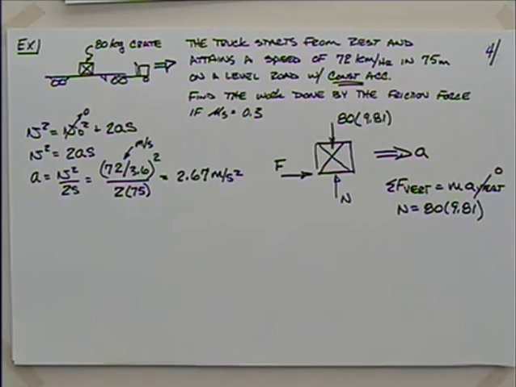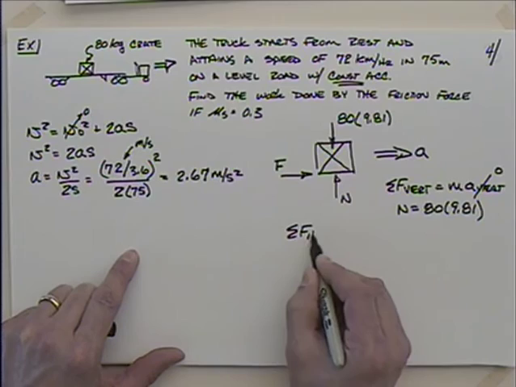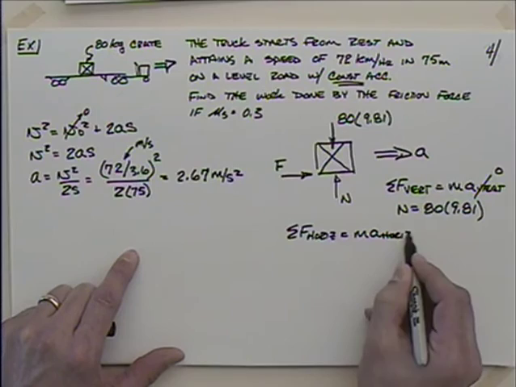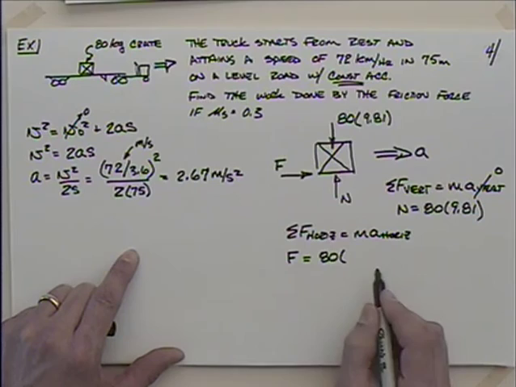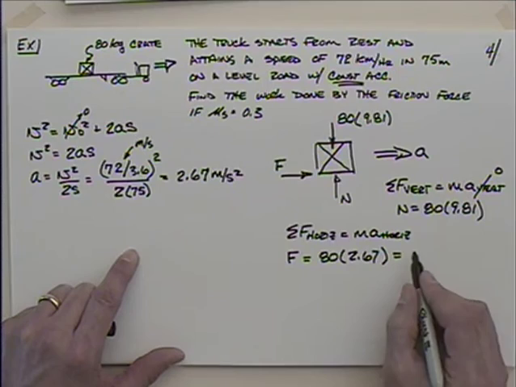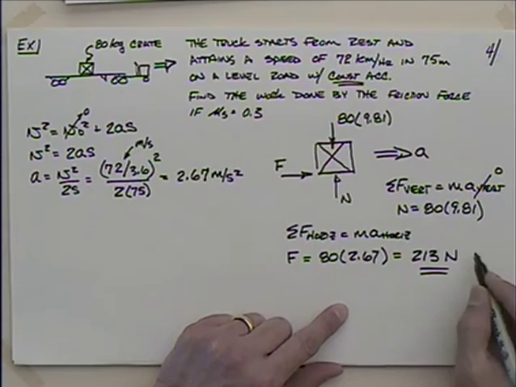Okay. So then I could look at the force required for acceleration. I could sum the forces in the horizontal direction, setting it equal to mass times acceleration in the horizontal direction. And that's going to be F. Let's see, anything else in the horizontal? No. Is equal to the mass, which is 80, times the acceleration. What acceleration do we have? 2.67. So this turns out to be equal to 213 newtons. Okay, 213 newtons. So this is the force required for acceleration.